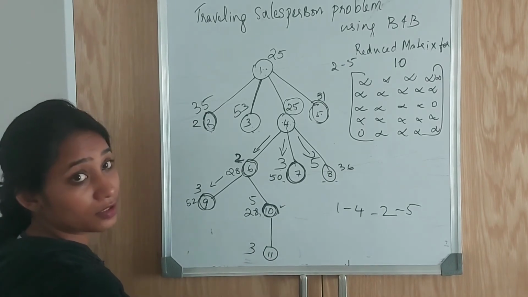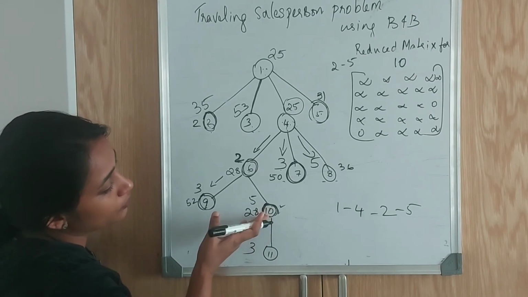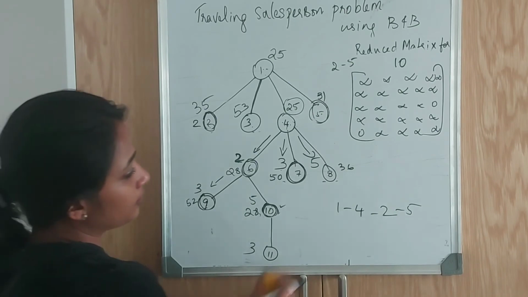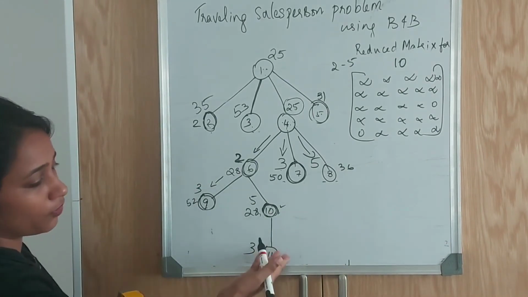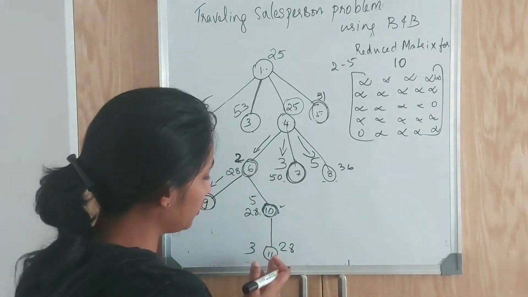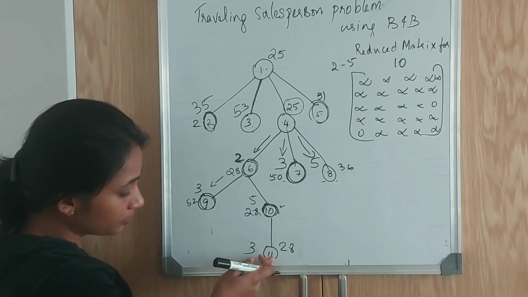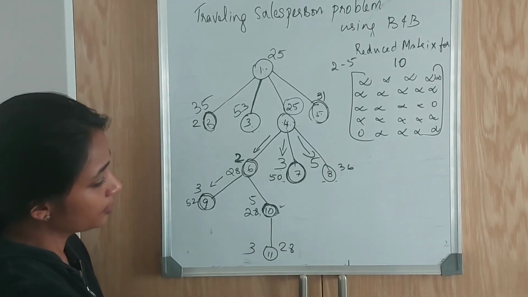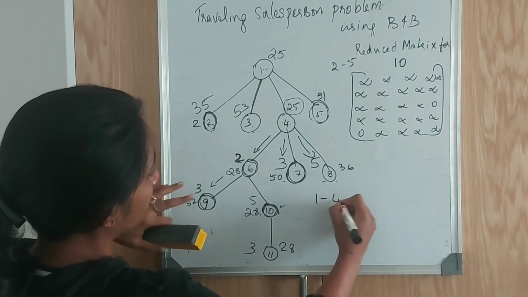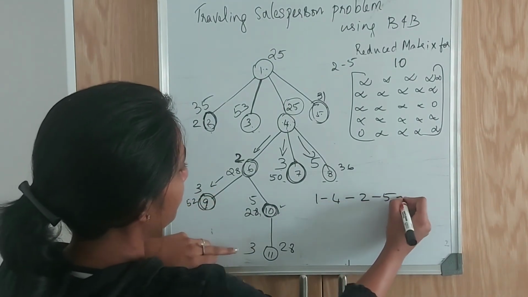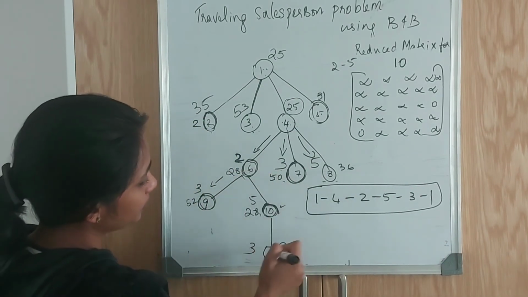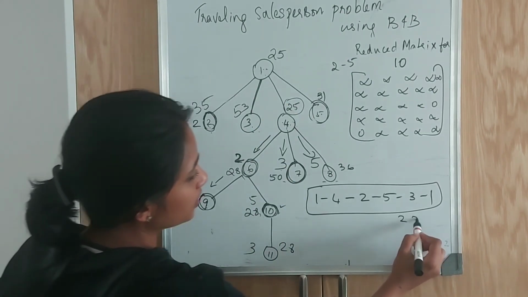Now you have to find the cost of this. To find it, you go to the reduced matrix of 10. When you apply the rules, you will get 28 itself. So the cost of this node is 28. This is the path 1 to 4, 4 to 2, 2 to 5, 5 to 3, 3 to 1, and the cost is 28.